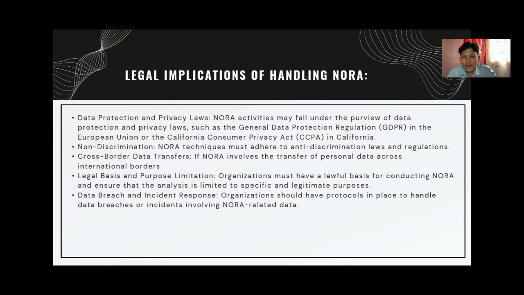So understanding and addressing the ethical and legal implications of NORA is crucial to ensure responsible data practices, protect individuals' privacy rights, and maintain compliance with applicable laws and regulations. Organizations engaged in NORA should implement robust safeguards, transparency measures, and ethical guidelines to foster trust, fairness, and accountability in their use of non-obvious relationship analysis techniques.